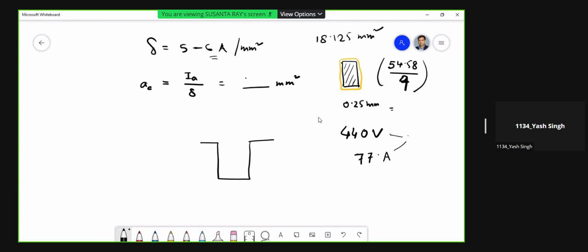Sorry, sir. Actually, my number of parallel paths is 2 because it's a wave winding. So I forgot to divide the 77.48 by 2. Still, it is on the higher side. Sir, after dividing by 2, my cross-section area is coming 7.75. Okay, just check the calculation once again, because your voltage is 440 volt only.